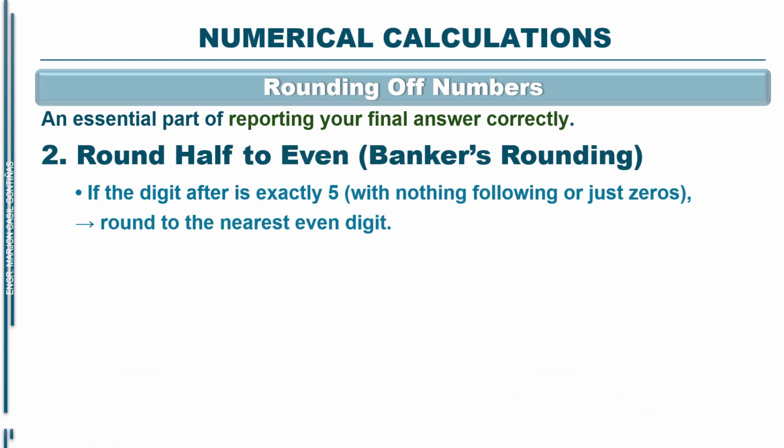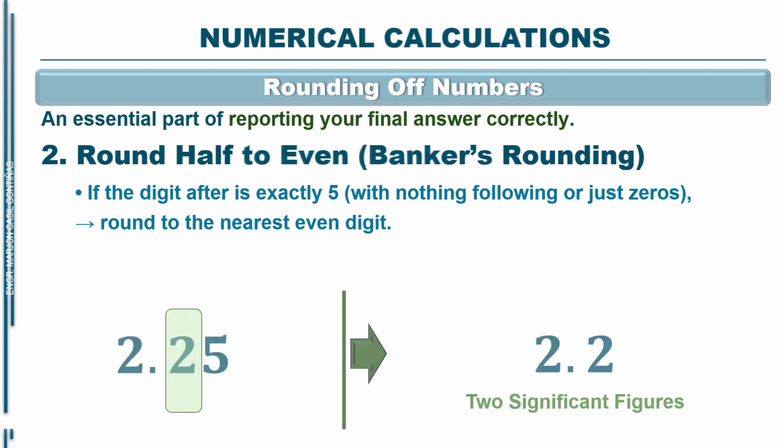Second is the round half to even, or the banker's rounding. If the digit after is exactly 5, with nothing following, or just zeros, then round to the nearest even digit. Example, 2.25 becomes 2.2, because 2 is even, and 2.35 becomes 2.4, because 3 is odd, round up. This reduces rounding bias and is especially important in financial, statistical, and scientific computations.